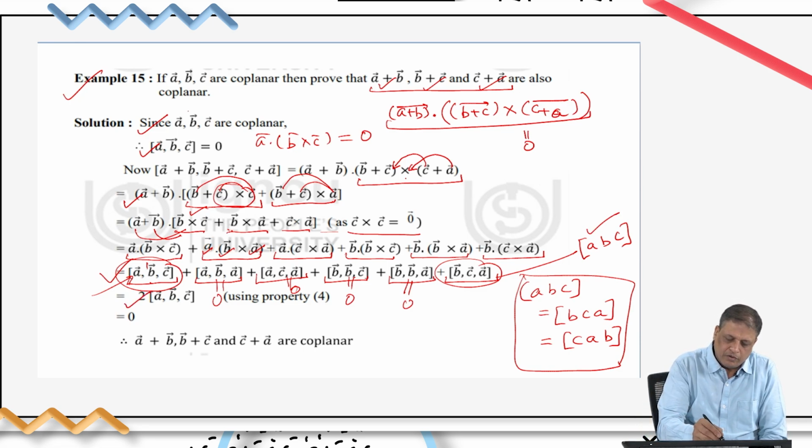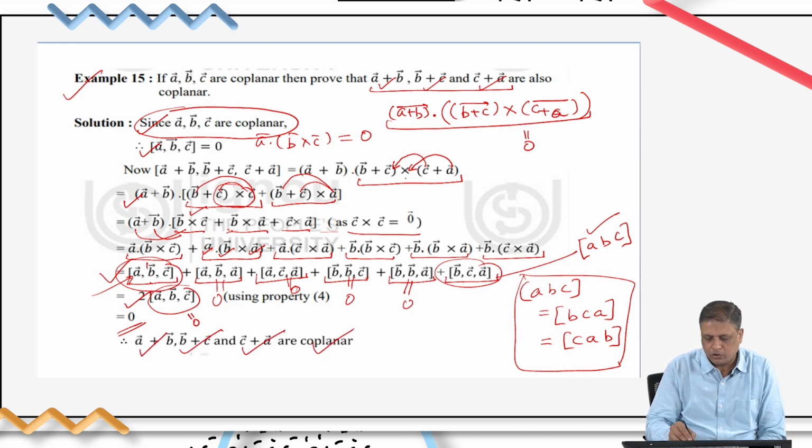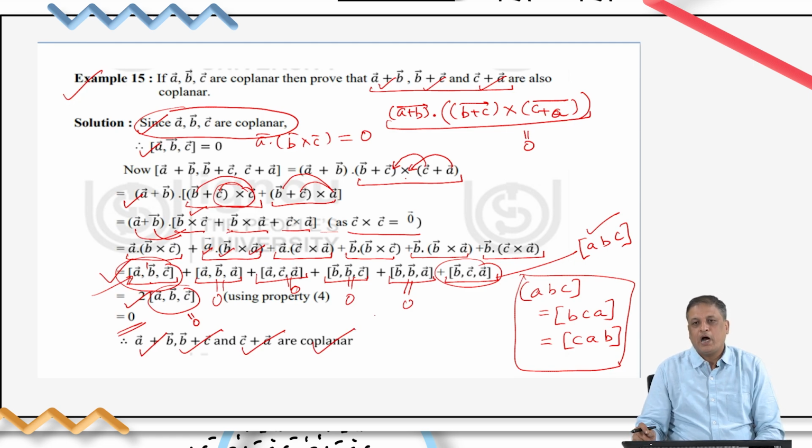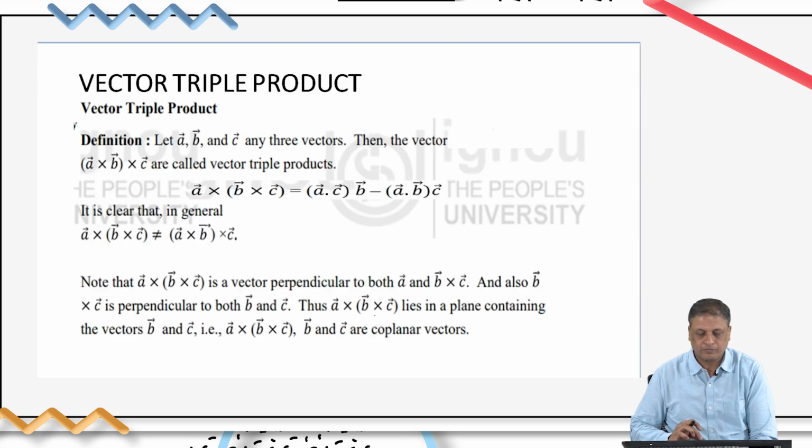It is given that A, B, C are coplanar. So, that means the scalar triple product of [ABC] is nothing but 0. That is why the answer turns out to be 0. This implies that vectors A plus B, B plus C and C plus A are also coplanar. I hope you understood how we solve this numerical.